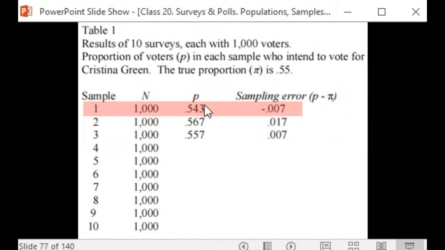Now, for the first sample, the table shows that the sampling error was negative 0.007. How did we get that number? Well, remember, here's the formula up here. We subtracted pi from p. So we subtracted 0.55 from 0.543, and we got negative 0.007.